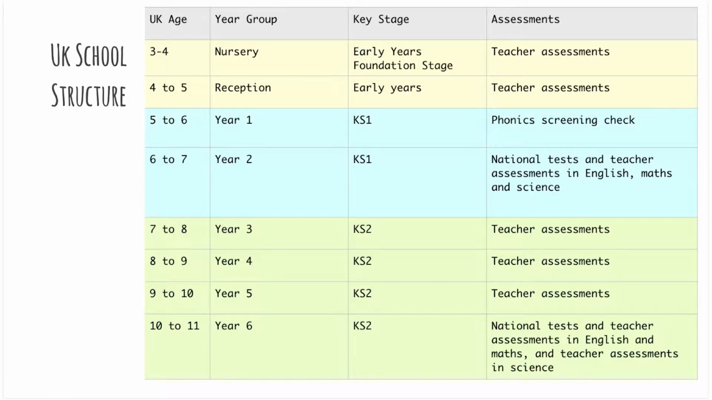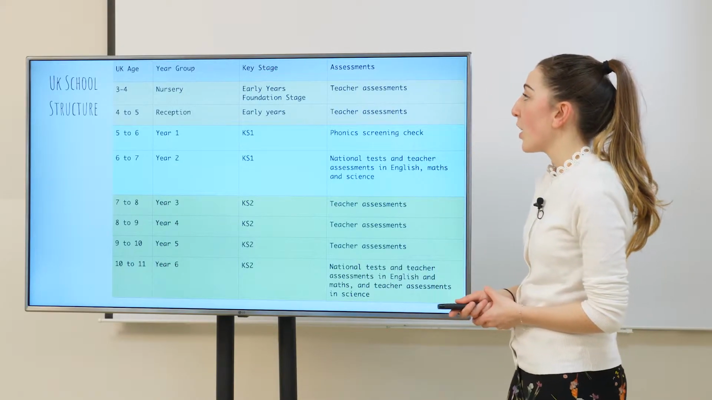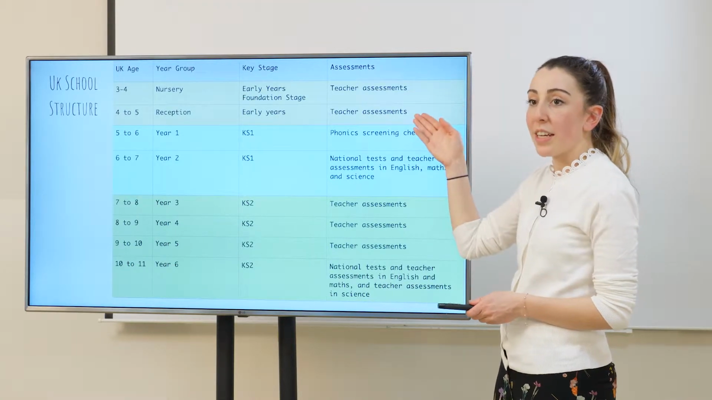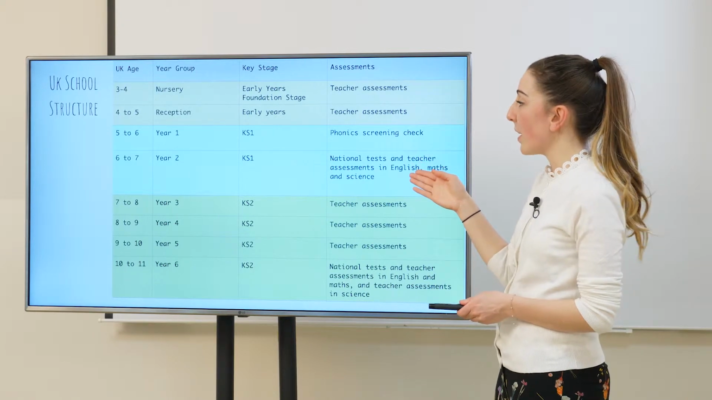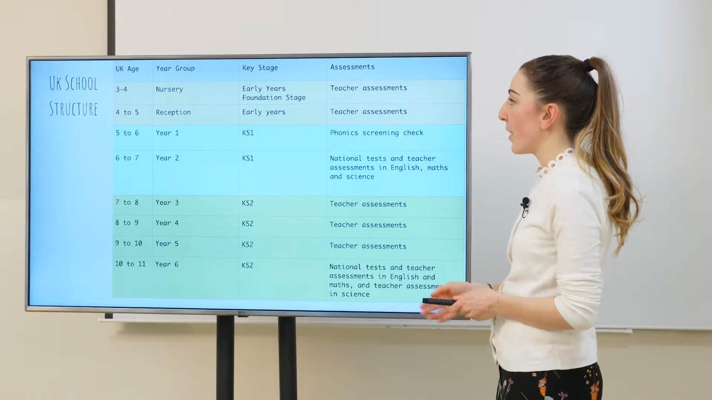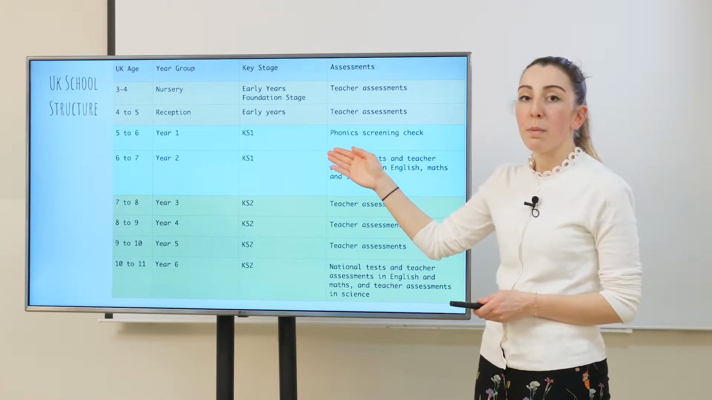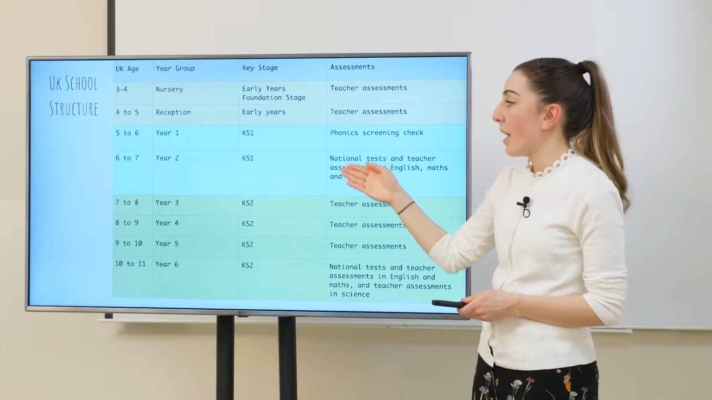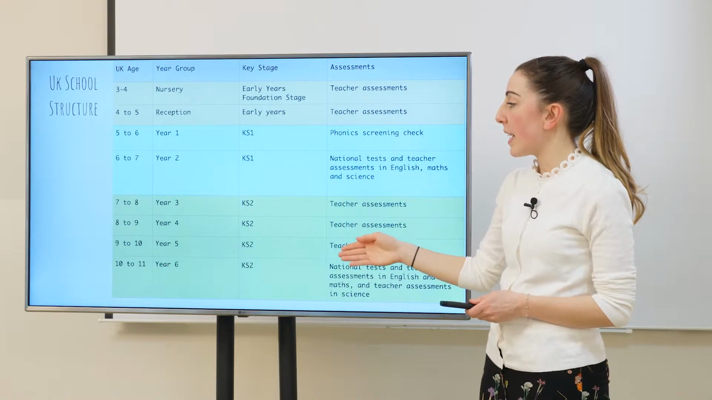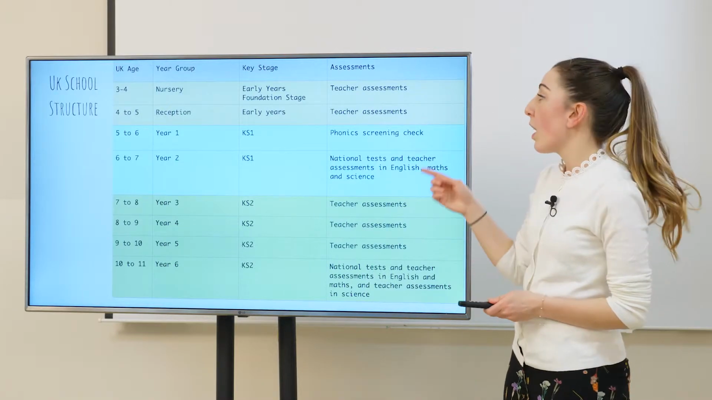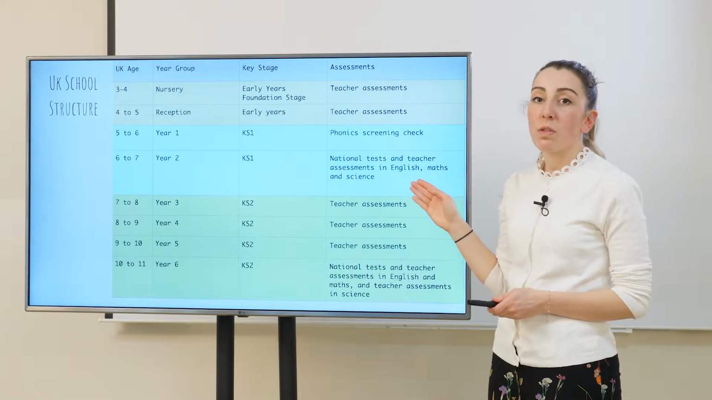So, in order to understand the UK teaching system, you must first understand what a school looks like. This is what a school would look like. You would have key stages, and in those key stages, you have early years foundation stage, you have key stage 1, and you have key stage 2. Nursery and reception make up early years. Years 1 and 2 make up key stage 1, and years 3, 4, 5 and 6 make up key stage 2. It's really important to note that after each key stage, there is a national test.